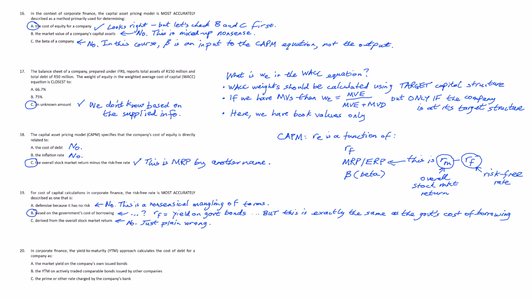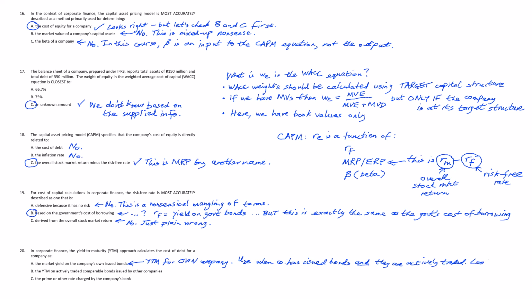In question 20, we are asked here about the yield to maturity approach, and specifically we are looking at the cost of debt for a company. The yield to maturity approach is used by a company that has bonds in its capital structure. It has issued bonds, and those bonds are actively traded. Under such conditions, you have all the inputs required to calculate this so-called yield to maturity, which for our purposes equates to the cost of debt for the company.